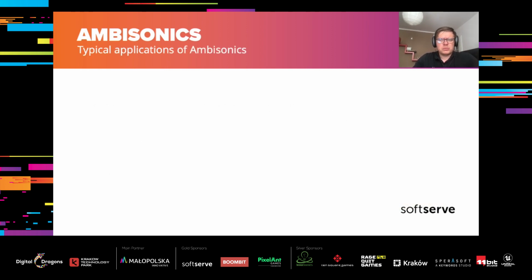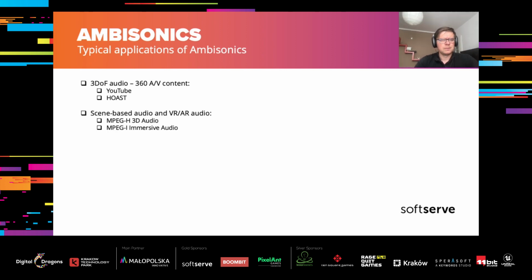So let's now go over the typical applications of ambisonics. I would start here with the 3 degrees of freedom audio that is also joined with the 360 video content, and that kind of content is widely propagated on YouTube platform, or there is another platform called HOA-ST that contains such recordings, but also in higher order ambisonics, as YouTube provides only first order ambisonics.